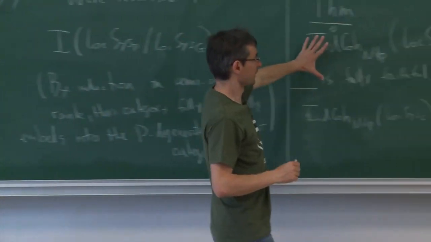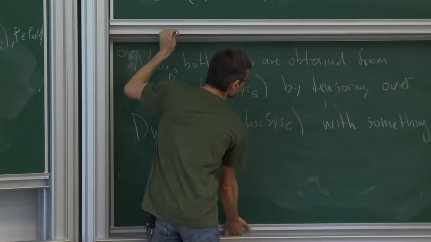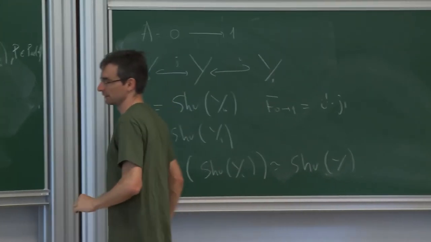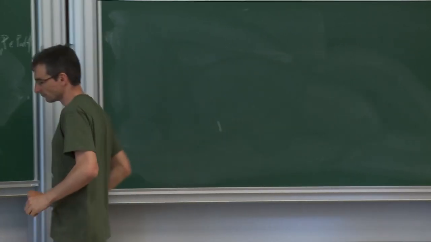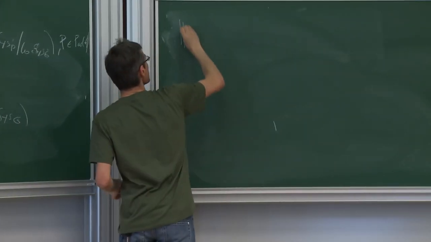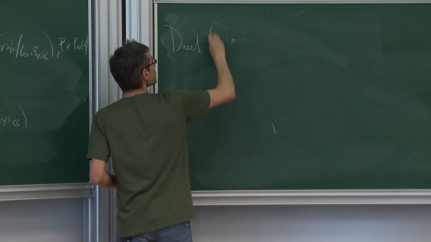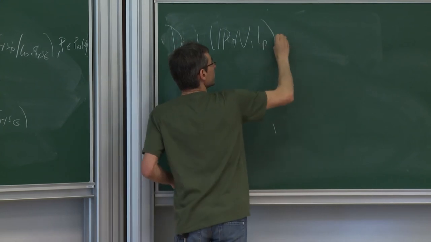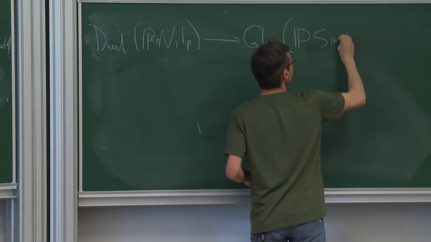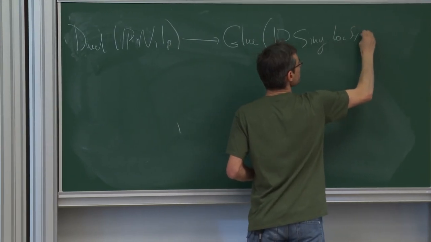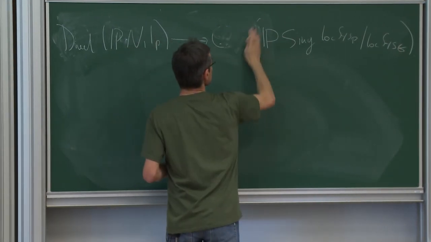So a claim is that both sides are obtained with something. So let me explain what these somethings are. On the one hand, we have this projectivization of nilp. So we have d mod on the projectivization of nilp. And here, it'll be the category glued from the following things. It'll be projectivizations of the relative sings on loxis p, loxis g. So d modules on that.